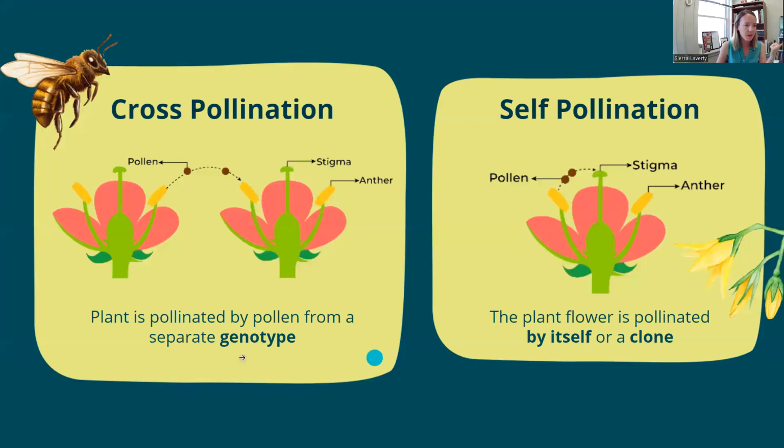So this cross-pollination is between plants of two different genotypes, not between clones, whereas self-pollination is an example of where a plant can pollinate itself. So they actually don't need anybody else. They have all the genes right there. They are still transferring pollen. So this is still considered sexual reproduction, even though it's a clone pollinating itself.